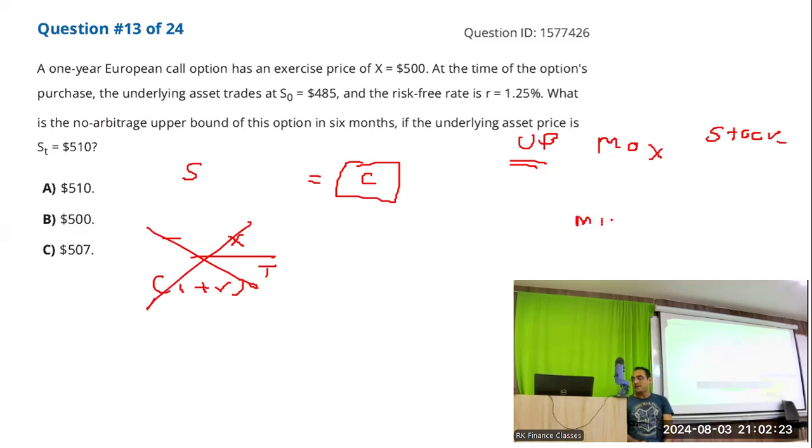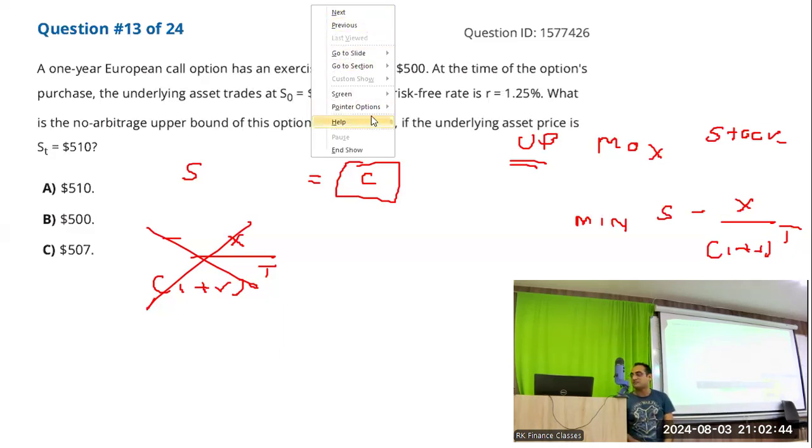And if we want the minimum, you will have the complete formula S minus X divided by 1 plus R raised to T, provided this should not be negative. If this is negative, we'll replace it by 0. So you will find 0 or this, whichever is higher. If this is positive, we'll take it; if this is negative, we'll replace it by 0. But anyway, the lower bound was not asked here; the upper bound was asked.